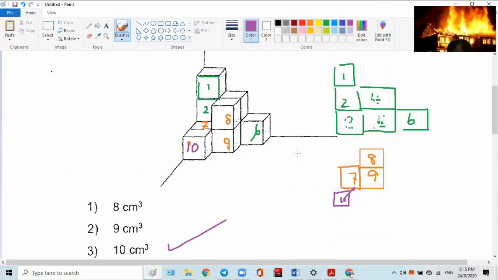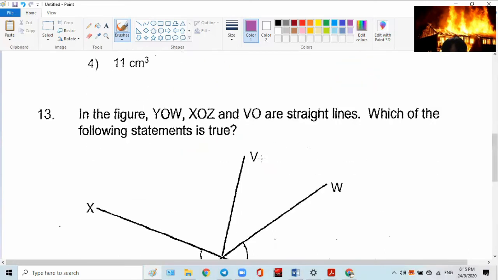Get it, people? Can you see? Some of them are hidden. You have to use your imagination. Okay? In the figure, which one of the following statements is true?